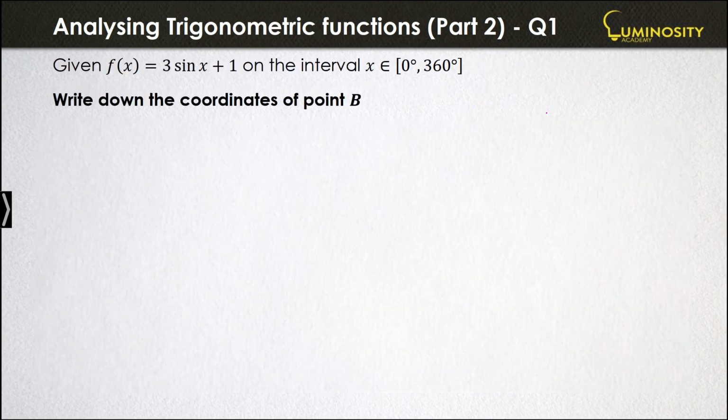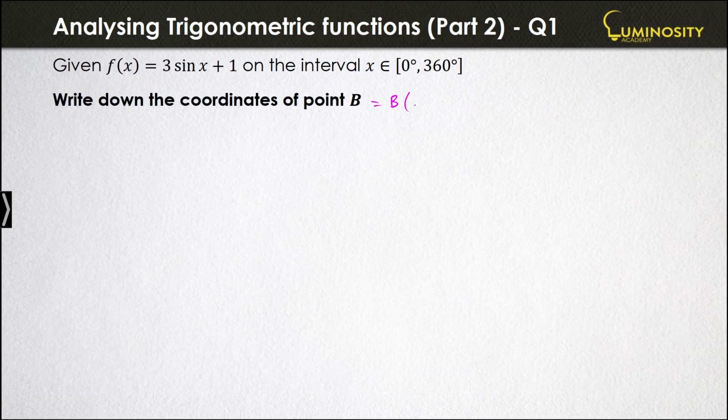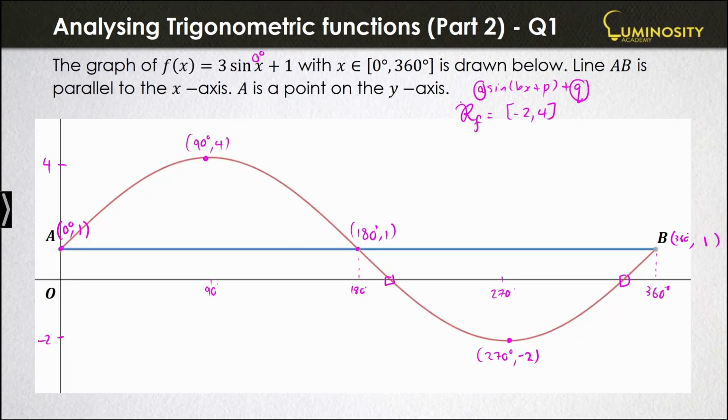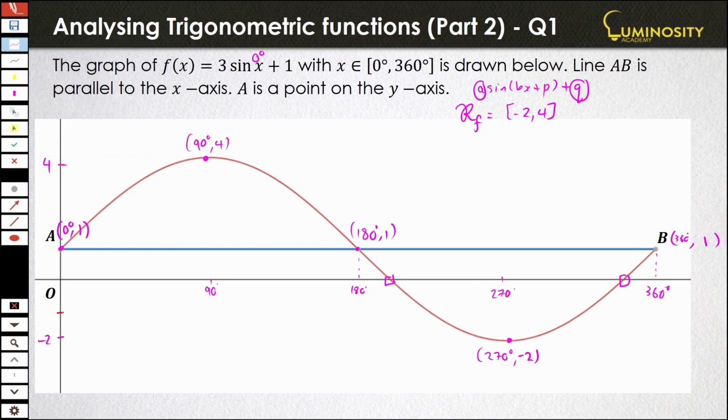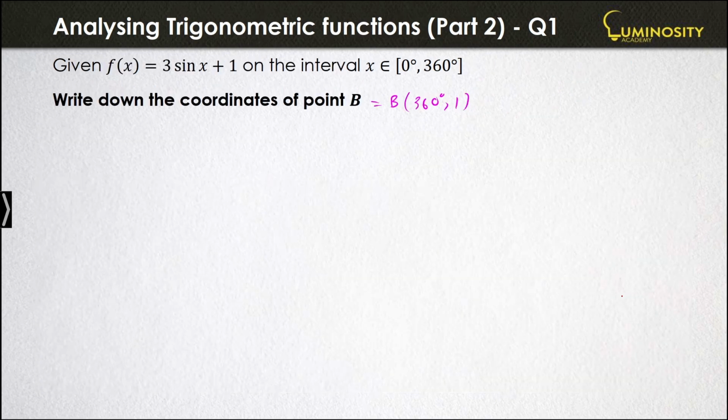Now they want the coordinates of B. Well, we've already logically deduced that. That is equal to (360 degrees, 1). Next: calculate the values for x where f of x equals negative 1. So on this graph, negative 1 would be over here. Let's see visually how many solutions we expect. In this period, we expect 2 solutions, one over here and one over here. This solution looks like it's bigger than 180 but less than 270, and this other solution looks like it's bigger than 270 but less than 360. So let's go ahead and work it out.